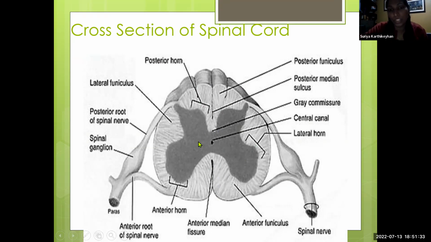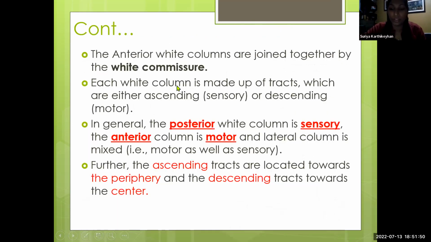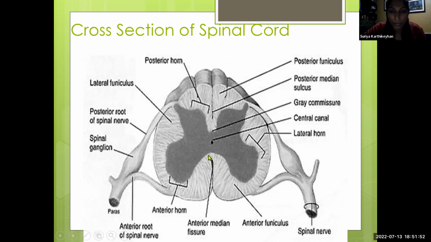So mostly posterior means sensory, anterior means motor, and lateral means it is composed of both, mixed nerves. That is, both motor and sensory will be mixed in the lateral white columns. So the anterior white columns are joined together by a white commissure. So this is the anterior white commissure.